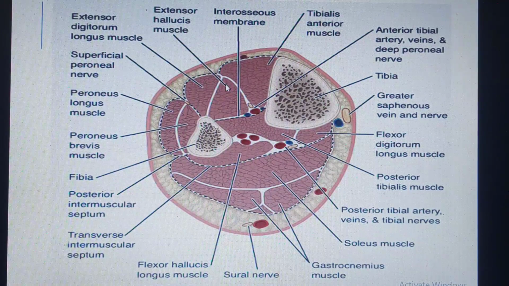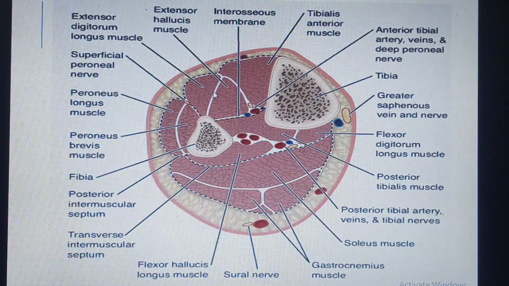Now I told you that deep, so when I reflect this extensor digitorum longus and also even reflect tibialis anterior muscle, I'm going to see this muscle, which is sandwiched between extensor digitorum longus and tibialis anterior muscle. This muscle is known as extensor hallucis longus, going to the great toe. Extensor hallucis longus. So that is one thing that you have to appreciate here, that extensor hallucis longus is deep to extensor digitorum longus.